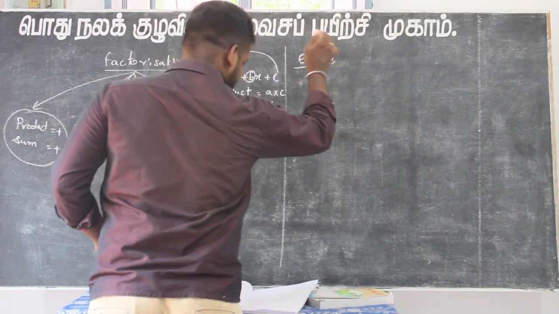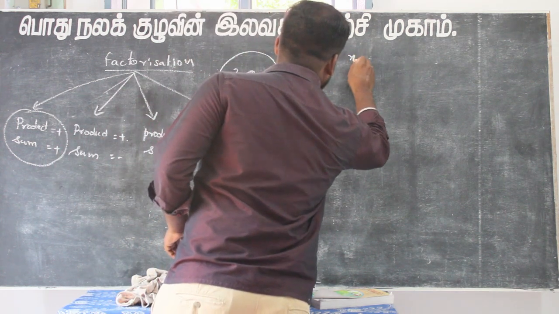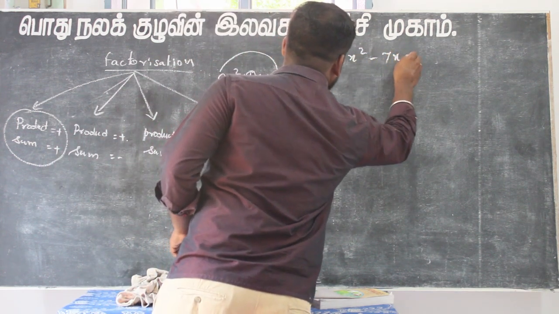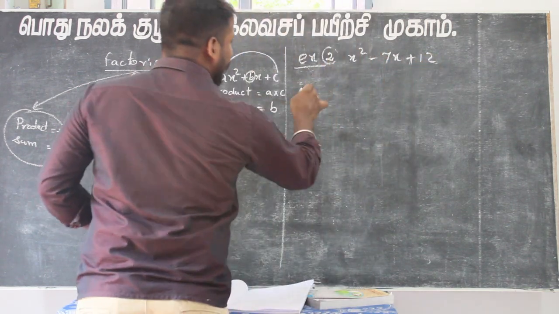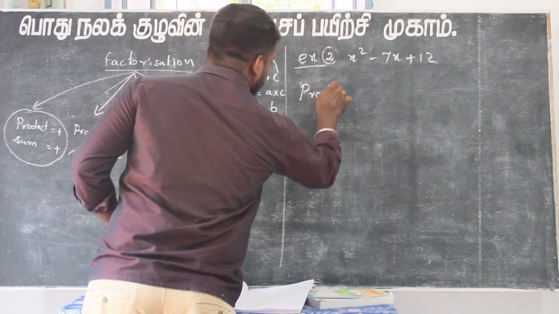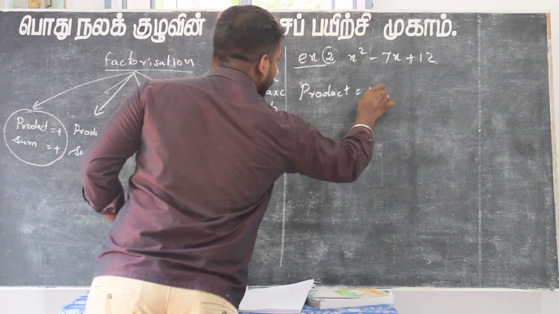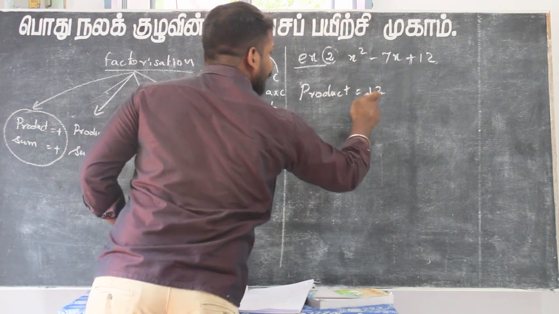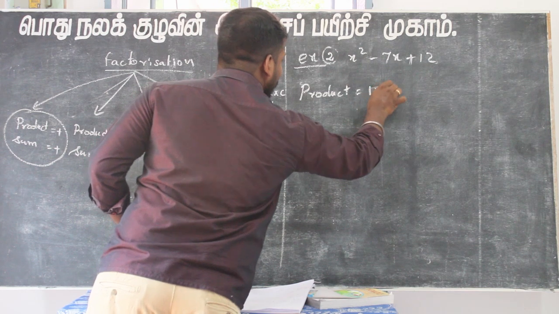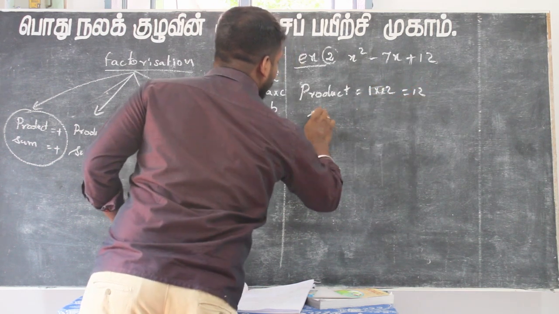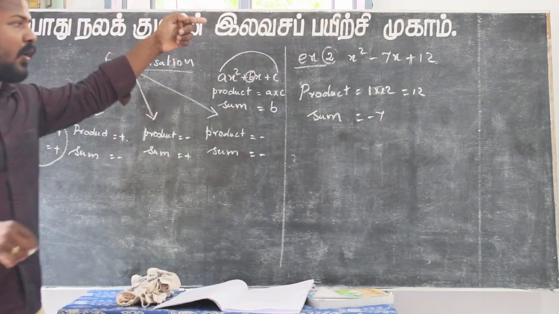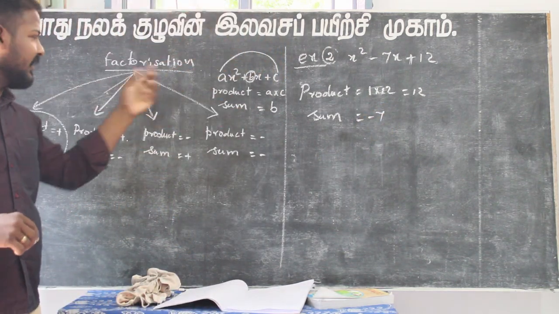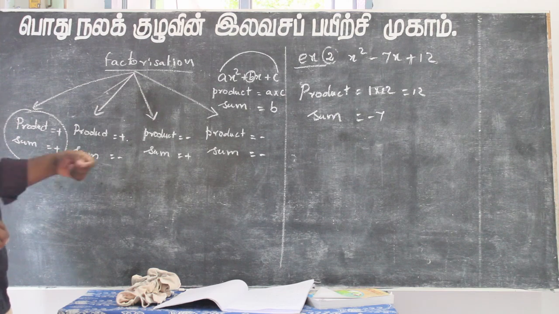Example: x square minus 7x plus 12. What about the product? Product is 12, 1 into 12, you will get 12. What about the sum here? Sum is equal to minus 7. So product is positive, sum is negative. It comes under your second case.